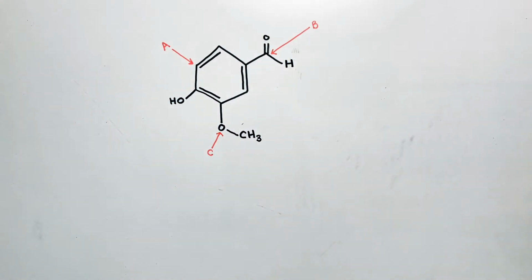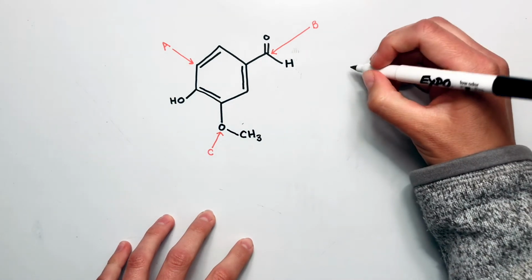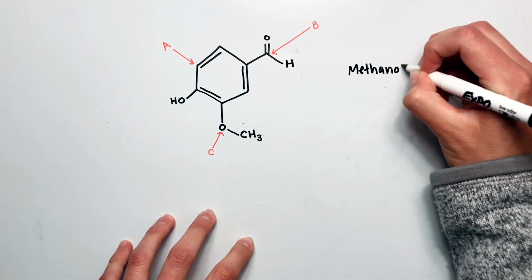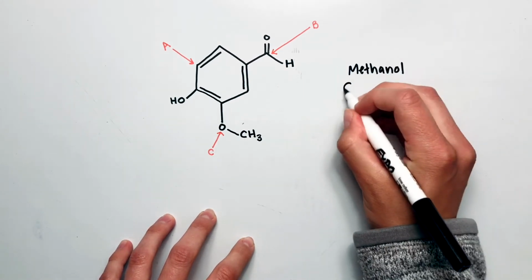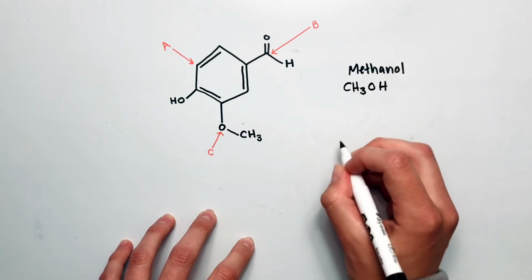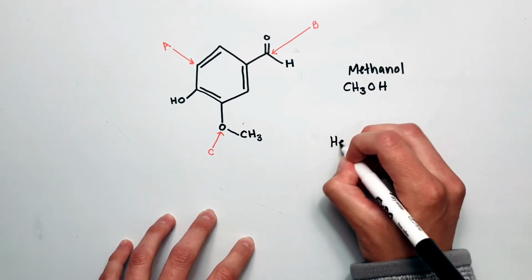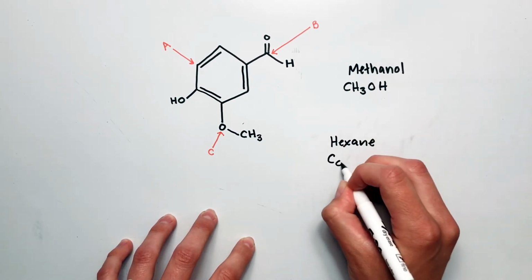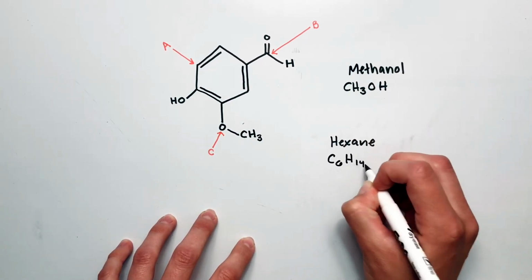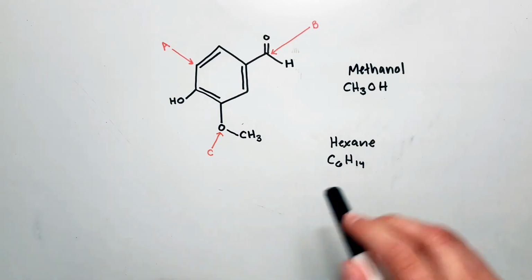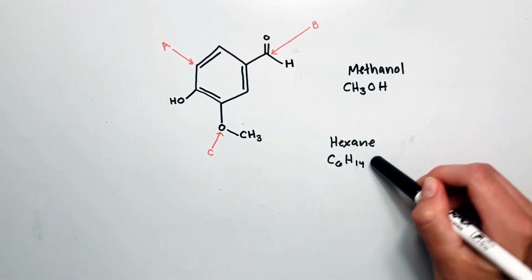Okay. A bonus question for this one is, would this compound be more soluble in methanol or hexane? Let's draw out methanol and hexane, or say what it is. All right, so methanol is CH3OH, that's methanol. And hexane, I'll write it down here. Well, hexane is C6H14. So take a second to think about it. This compound right here, vanillin, is it more soluble in methanol or is it more soluble in hexane?